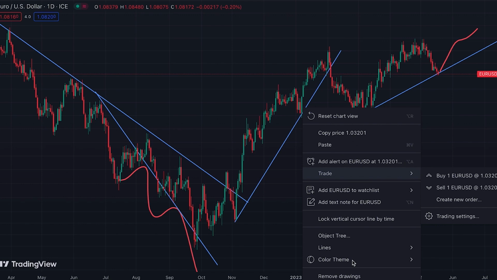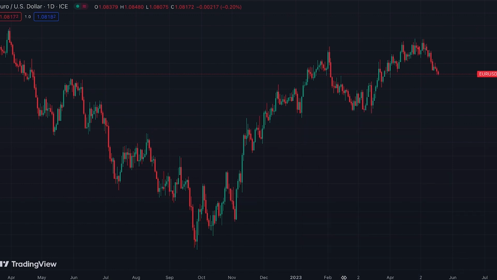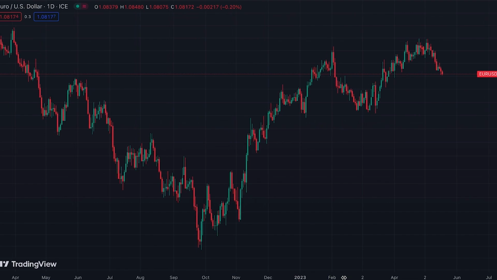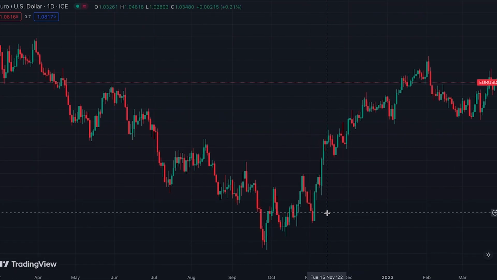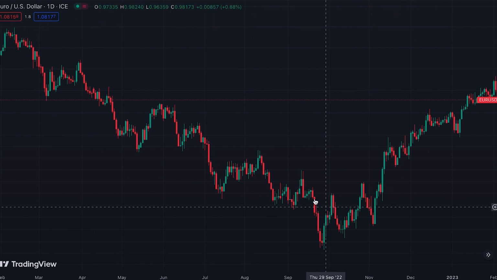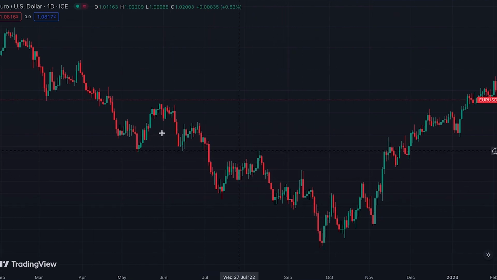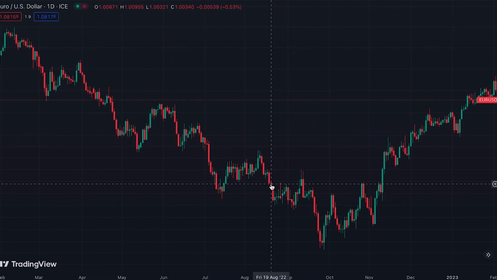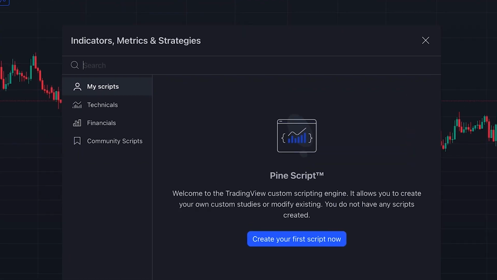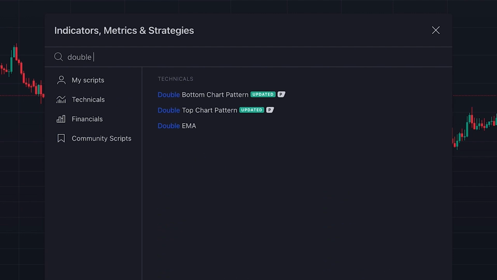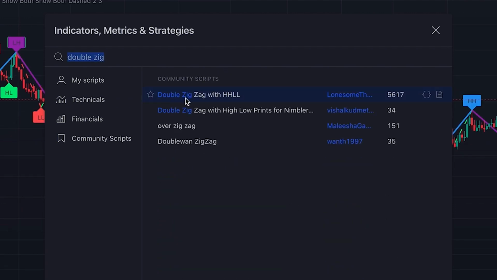Among different trend indicators that are built based on momentum, volatility, volume, and other characteristics, there are also some indicators that are purely based on price movement, exactly like what we did earlier to identify these trends. In this video, I'm going to introduce one of the best of them. Here we click on indicators and we search double zigzag. This one, double zigzag with HHLL, which is written by someone named Lonesome the Blue.